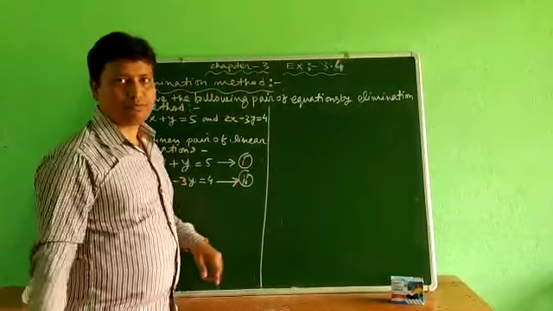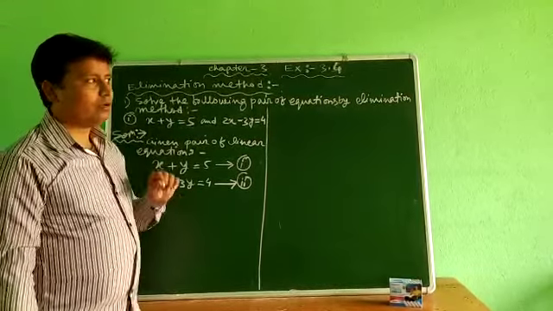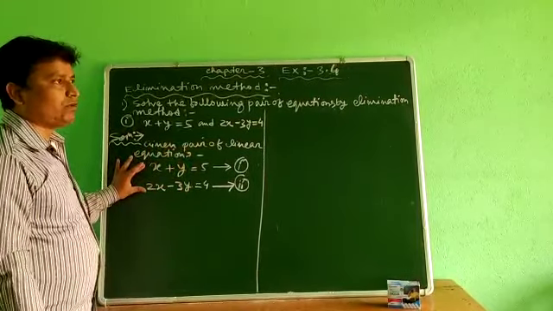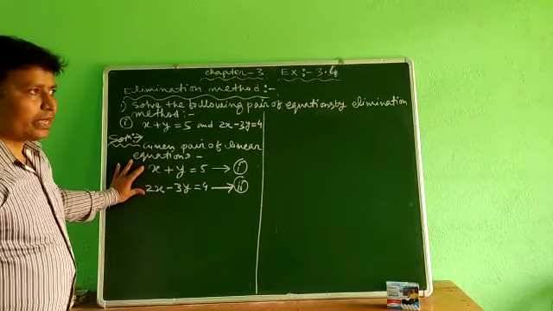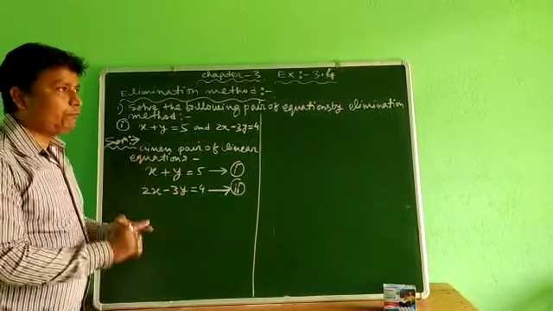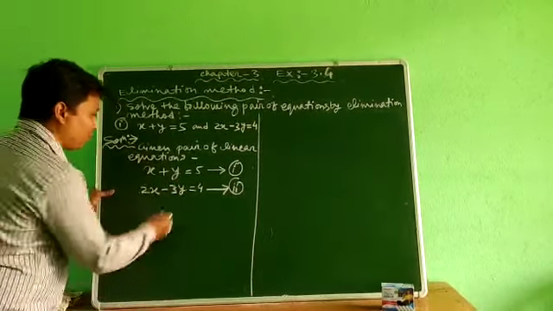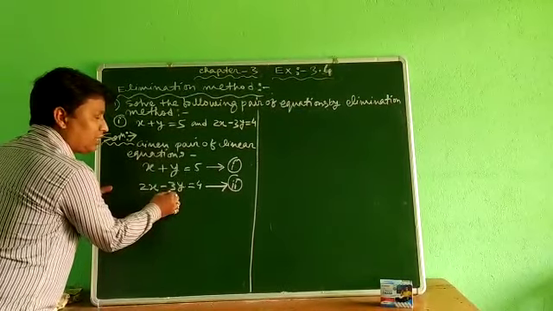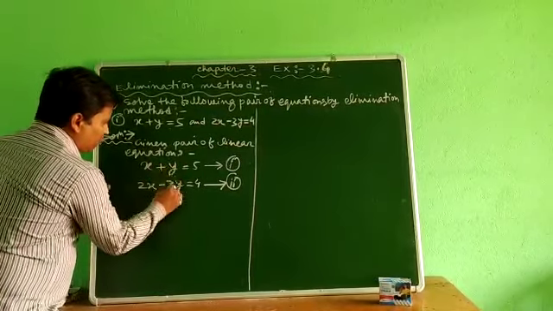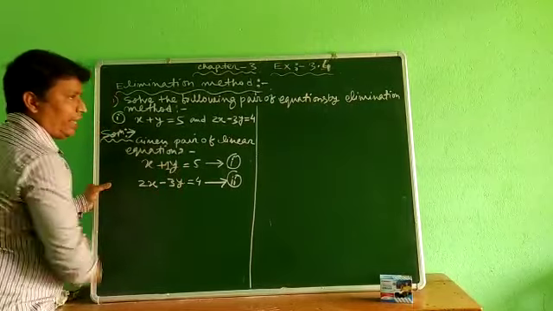So first of all, we should know what is the meaning of elimination. Eliminate means remove. So at a time, either we have to remove y terms or we have to remove x terms. Okay? If you want to remove y terms, then first of all we have to see the coefficient of y in the second equation and the coefficient of y in the first equation. Here the coefficient is 1, here the coefficient is 3.